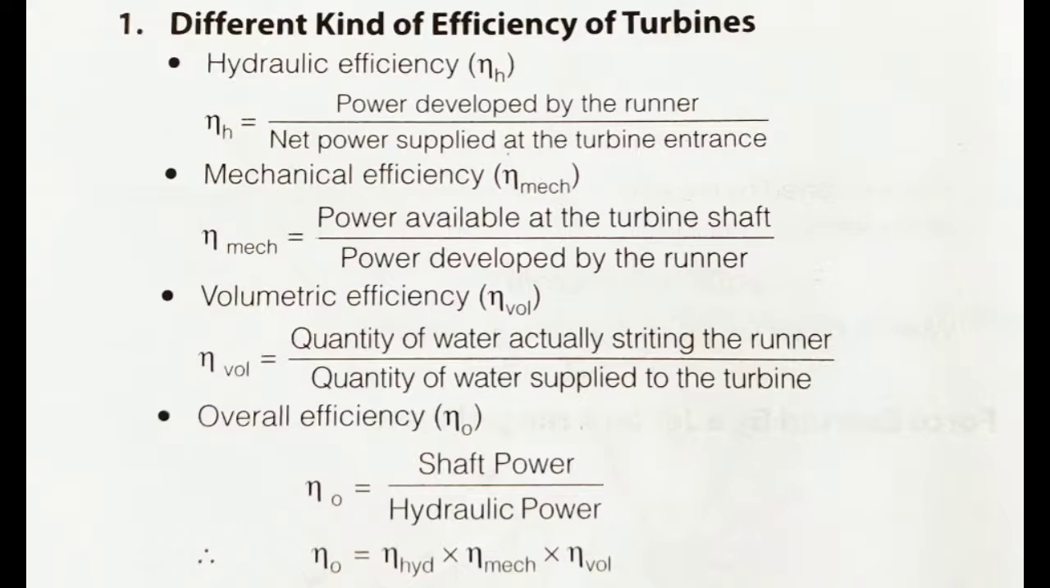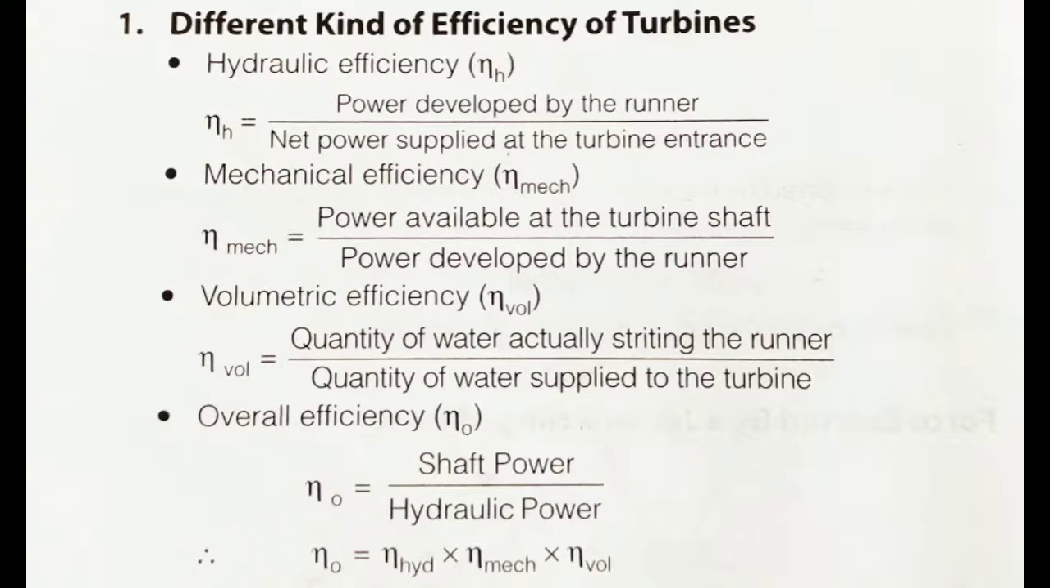There are different kinds of efficiency of a turbine. One is hydraulic efficiency, second is mechanical efficiency, third is volumetric efficiency, and last is overall efficiency. Hydraulic efficiency eta H equals power developed by the runner divided by net power supplied to the turbine entrance. Mechanical efficiency eta mech equals power available at the turbine shaft divided by power developed by the runner. Next is volumetric efficiency, eta volume, equal to quantity of water actually striking the runner divided by quantity of water supplied to the turbine.